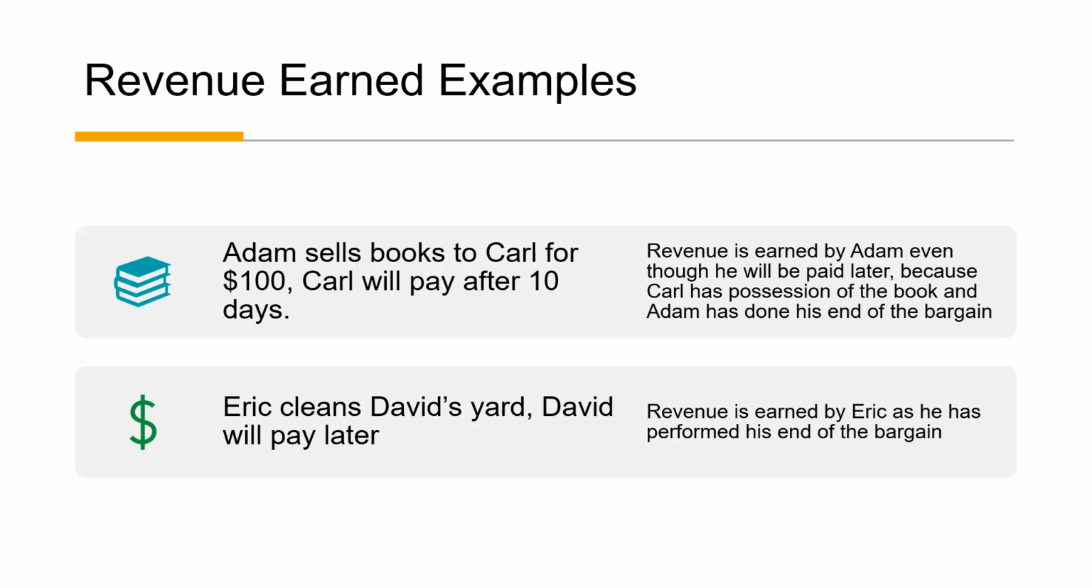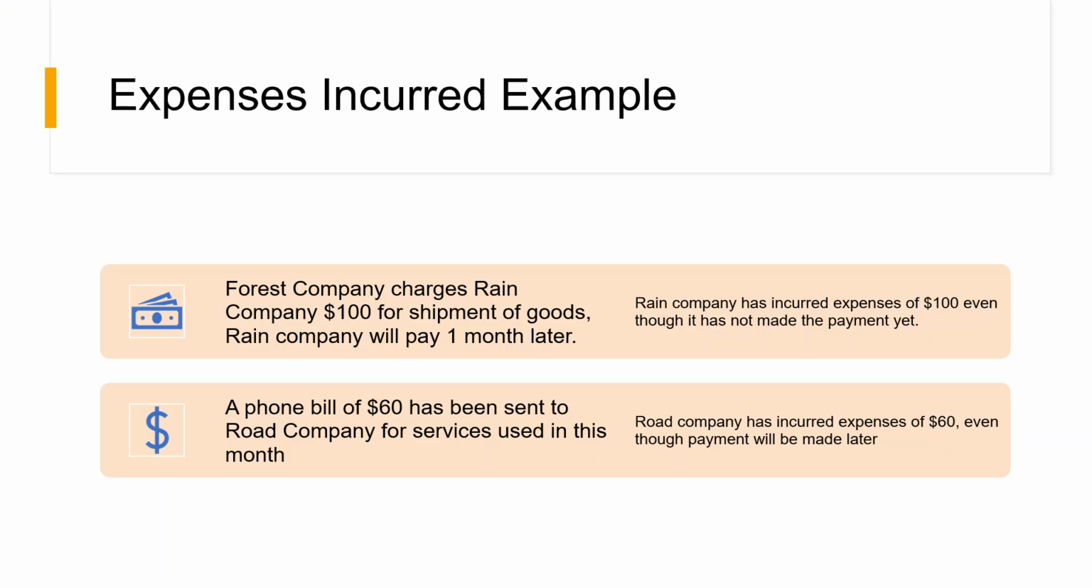Let's look at another example. Eric cleans David's yard and David promises to pay later. In this case, revenue can be recognized by Eric, as David is able to benefit from Eric cleaning his yard, and Eric has performed his end of the bargain. Let's look at expenses now.